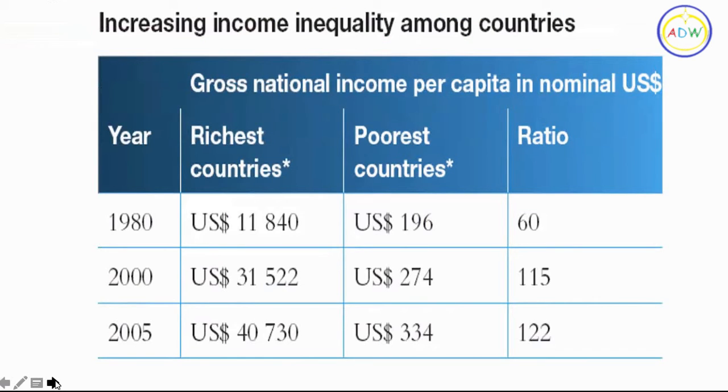So another example: increasing income inequality among countries, where you see the GNI per capita in richest countries and poorest countries, and what the difference was more than 40 years ago. You see that the ratio was 60, and 20 years ago in 2000 this ratio almost doubled, to 115. That is the difference between richest countries and poorest countries in GNI. And 5 years later it becomes higher, this ratio, and maybe today it is not double, but maybe triple. So you see, that is another example.